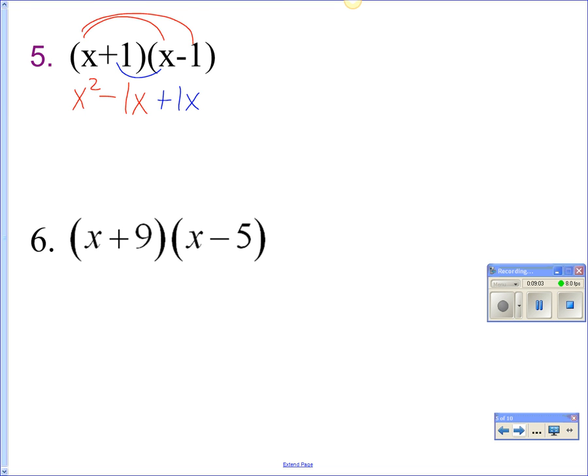And Riley M? Positive 1 times negative 1 is negative 1. Okay. All right, Chase, what happens next? All right, what are the two like terms? Brandon, what about that? So they cancel. So what's your answer going to be, Brandon? Very good. X squared minus 1. Excellent job. Okay, number 6.